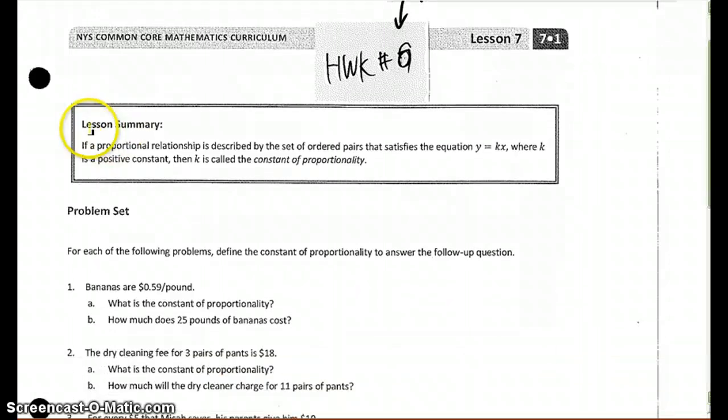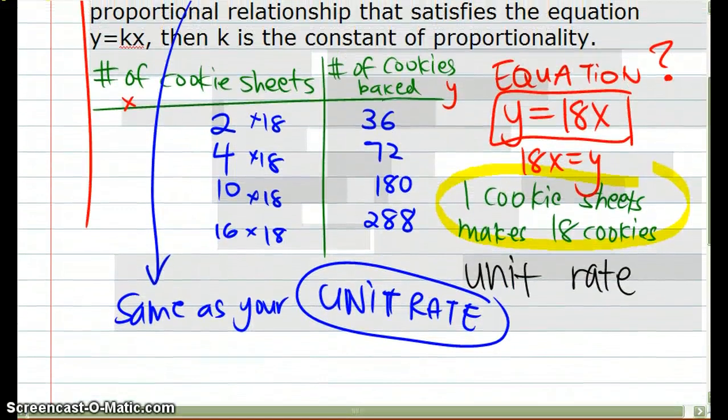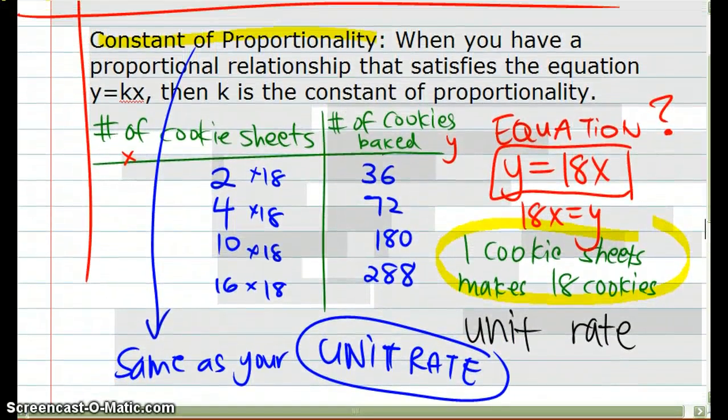Now here is a quick lesson summary. We talked about the constant of proportionality today in class. In your notes, let's go back to that really quickly. We talked about the cookie sheets. Now, what we want to come up with is an equation for this cookie sheet problem. For those of our periods that didn't finish, if you did not get to copy down this part of the notes, please do that now.